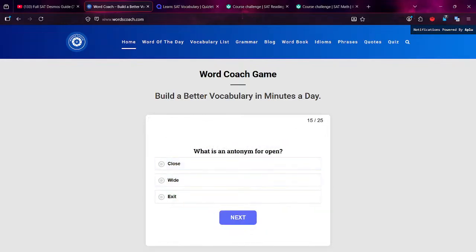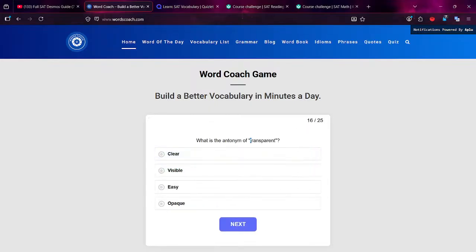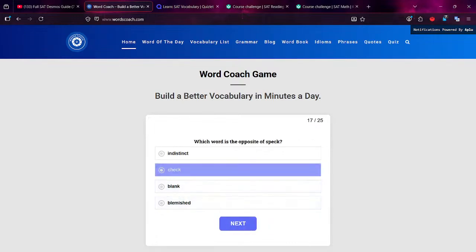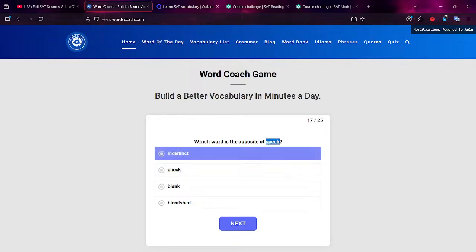What is an antonym for open? It's gonna be closed. Antonym of transparent. Transparent, that's going to be opaque. Which word is the opposite of spec? So the opposite of spec is going to be something that's larger. Indistinct. Check, blank, blemish.